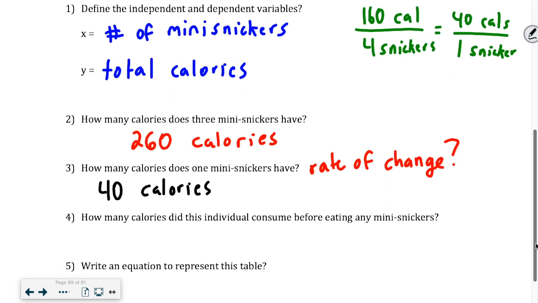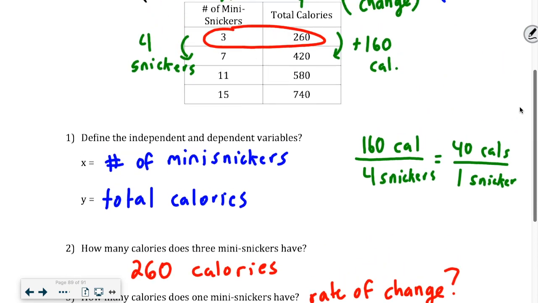So, how many calories did this individual consume before eating any mini Snickers? Well, this question is asking us to find the initial value. Oops, cannot spell today. Well, can't spell any day, but value. So what's the initial value? Well, when we try to find the initial value, we want the x to equal 0. When x is 0, that will plot us on the y-axis, and that will be like our y-intercept.